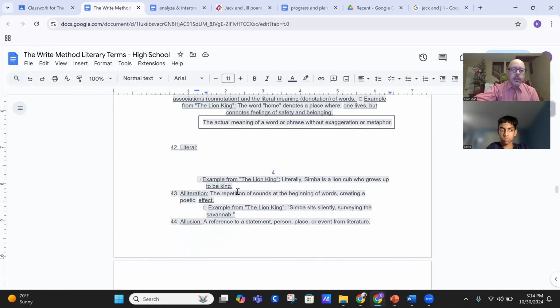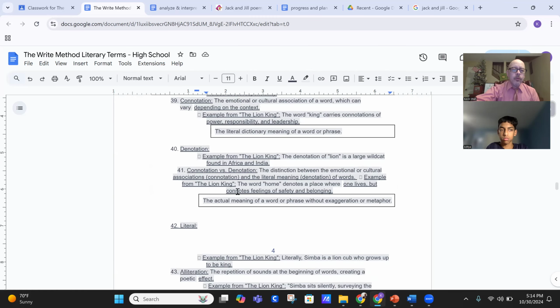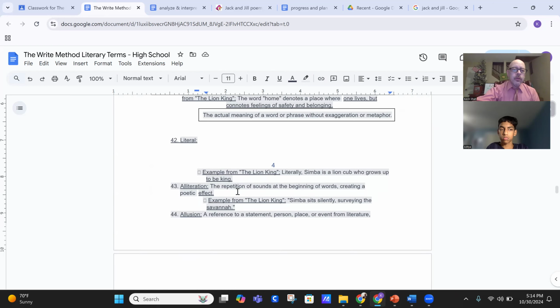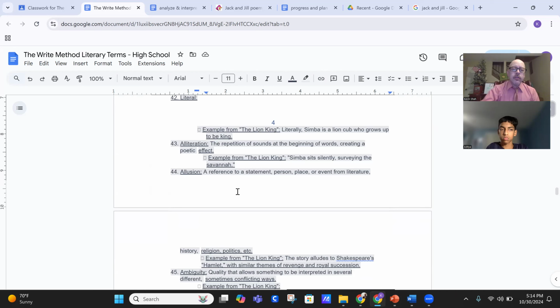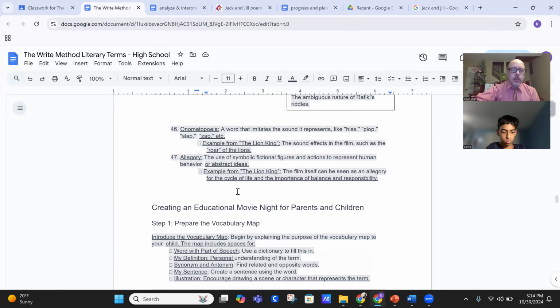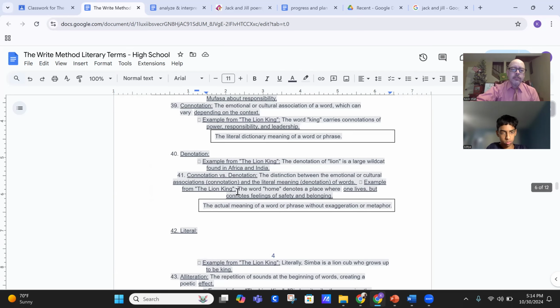Literal, obviously, alliteration. So I would say 39, 40, 41. You can just write down the numbers here, 42, 43. Alliteration is important. What words are used that have the same sound. There are a few others as well, but I would just start there and just glance at these.